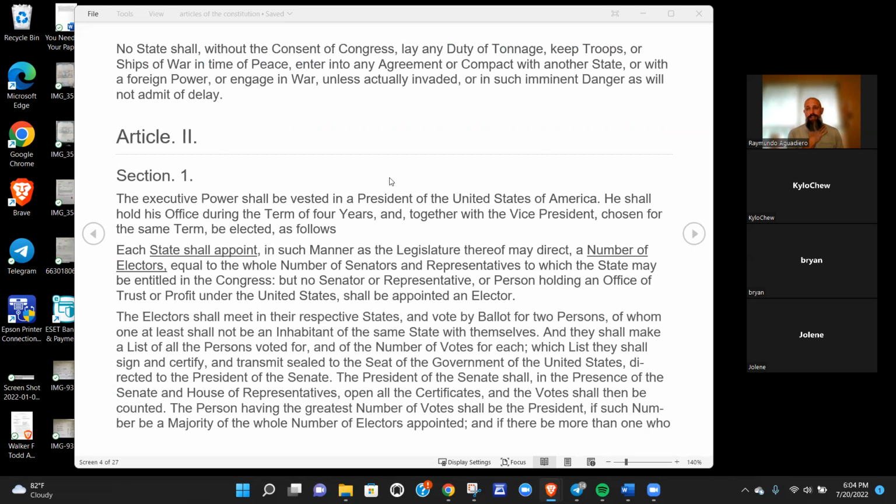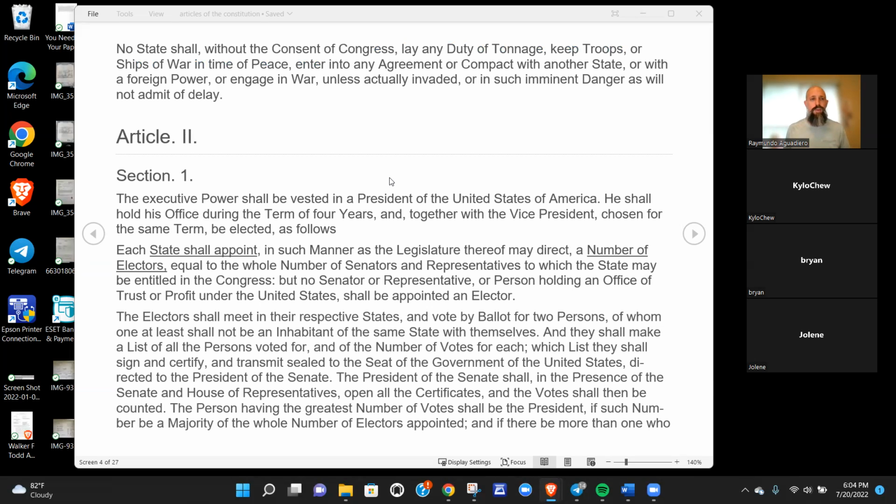And each state can't make a compact with another state or a foreign power and engage in a war unless that state is actually invaded. So if Canada invaded the state of Washington, only then could the state of Washington make an agreement with Idaho and Montana, or maybe Russia, to defend itself.